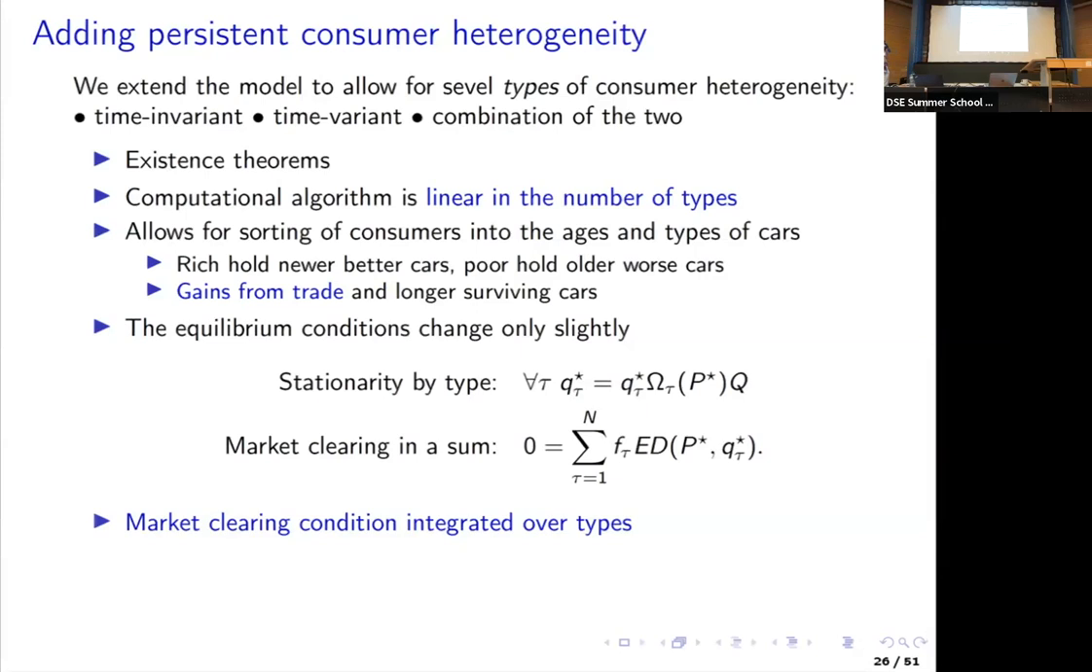That's what it allows to happen. And then you are seeing things like sorting consumers into particular types and ages of the car, and which hold new cars, new better cars, and poor can use the older cars. You have gains from trade, right? This is the kind of the main thing that you want to be able to address with this model.